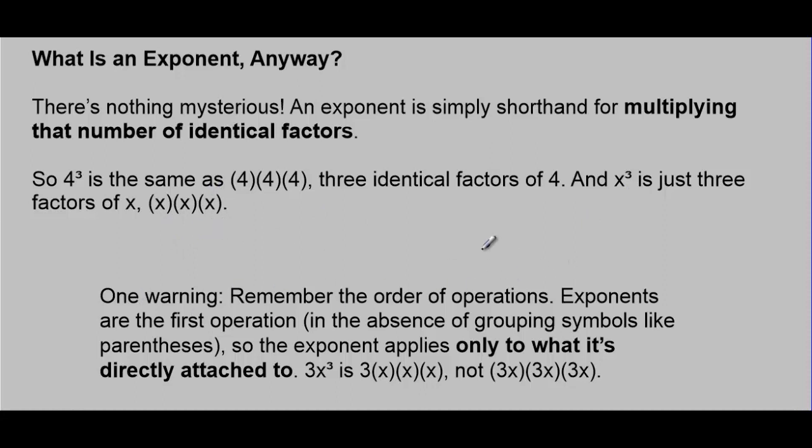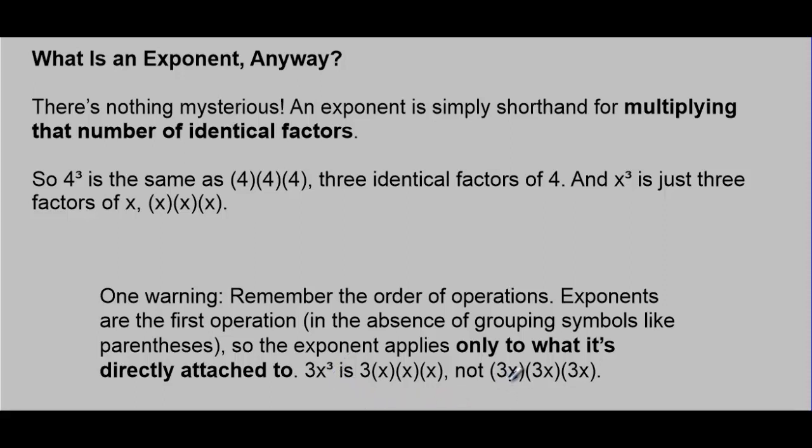One warning though as we work through these different exponent rules is that order of operations, or BEDMAS, will always apply. So the exponent is always attached directly to the thing that is being multiplied a certain number of times. For instance, 3x cubed is 3 times x times x times x. Only the x is multiplied by itself 3 times because the 3 is only attached to the x.